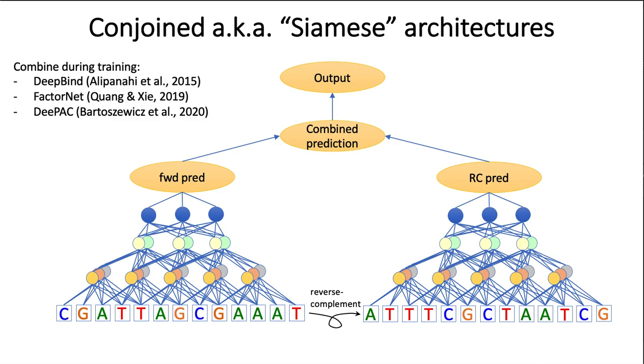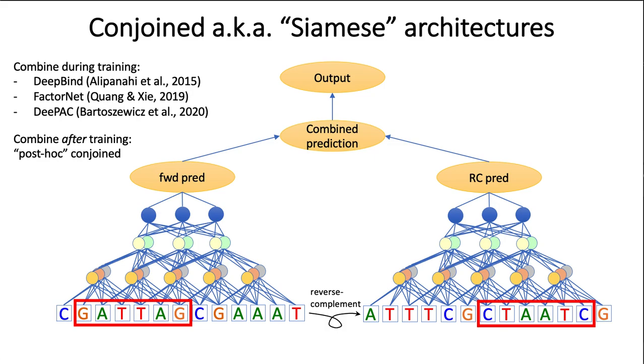Note that the merging of the output across forward and reverse complement strands can be performed either during model training or after the model has been trained, which we call a post-hoc conjoined model. So far, post-hoc conjoined models have not been benchmarked against trained conjoined models. The main drawback of conjoined models is that the convolutional layers must learn the forward and reverse complement versions of each motif as though they are two completely separate motifs.